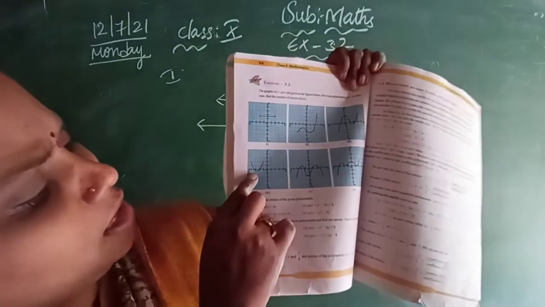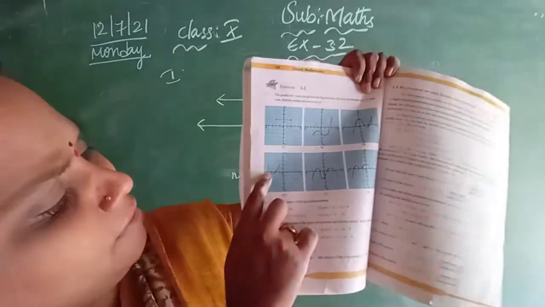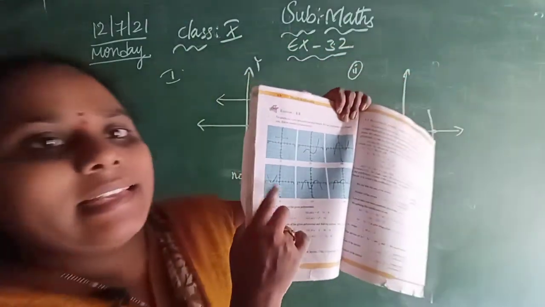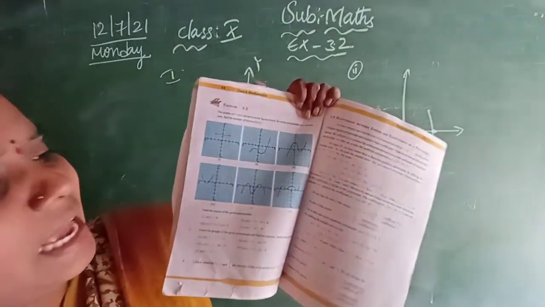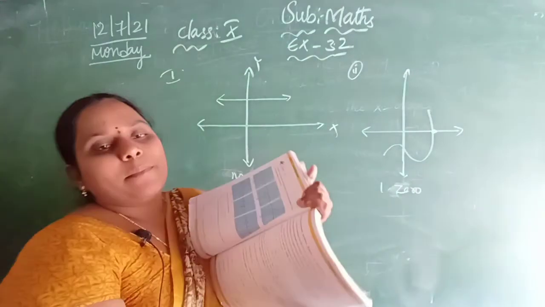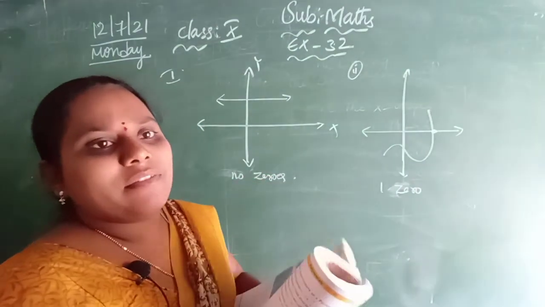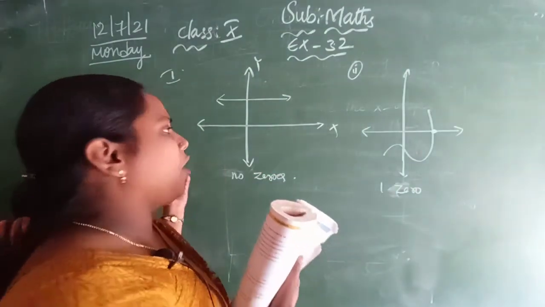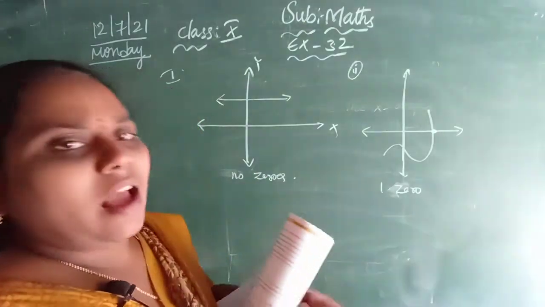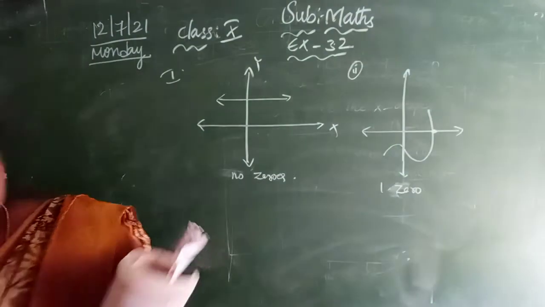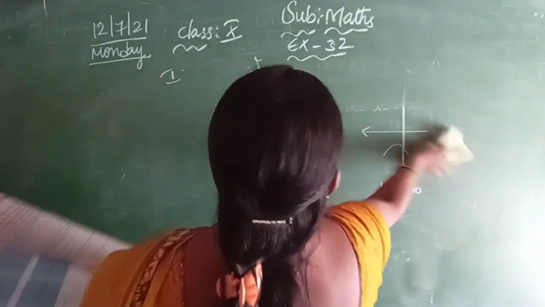Observe the fourth graph also. If we observe the fourth graph, it is cutting the x-axis at 2 places. So we will confirm that it has 2 zeros. Based on where the graph cuts the x-axis, we can tell easily how many zeros there are. Okay, now the second bit we'll see in exercise 3.2.